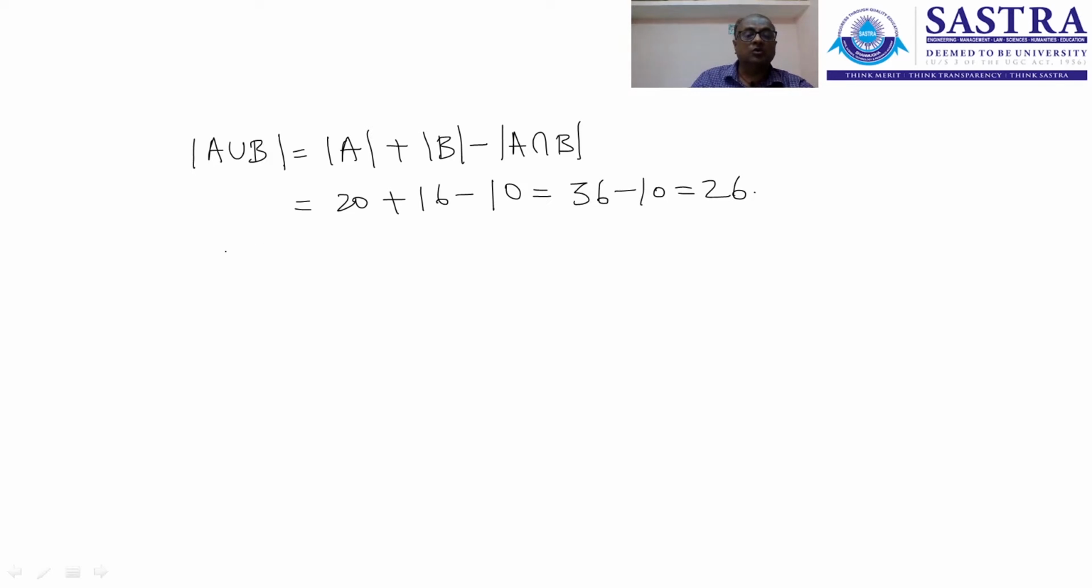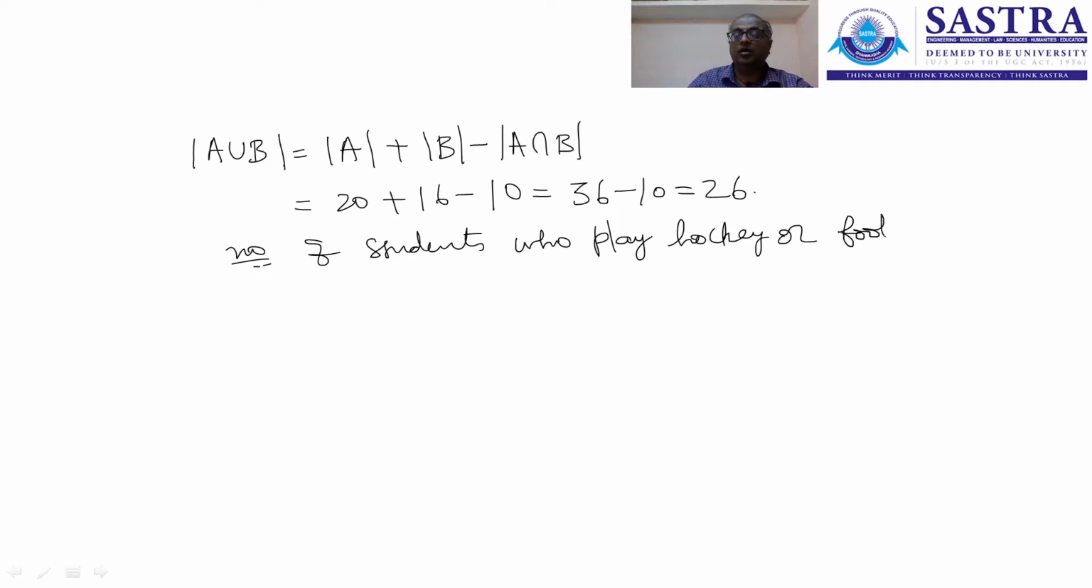Okay, so now the number of students who play hockey or football is 26. But what is required in this problem? I want to find the number of students who do not play hockey and football.